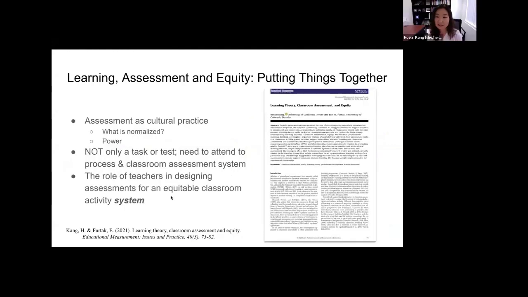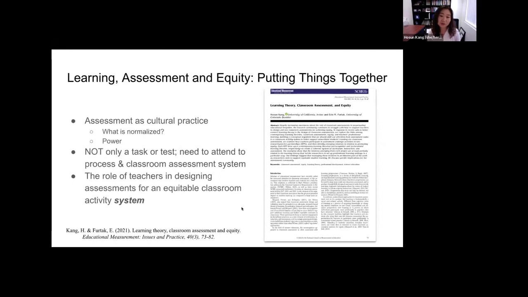Next slide, please. So in this paper that Erin and I co-authored about 2 years ago, we integrate these conceptions and make two arguments to promote equity in classroom assessment at the time. And we would like to add one more idea, which was not explicit at the time. So first, we recommend considering assessment as a cultural practice.